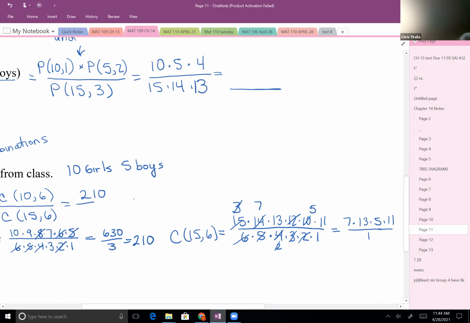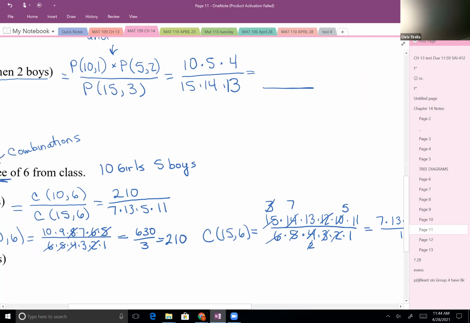And so again, I'm going to be a little lazy here and not multiply it out. I'll just leave that problem. But because it's a committee, it's a combination.